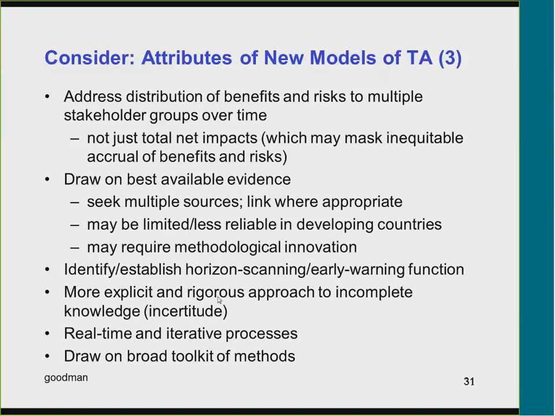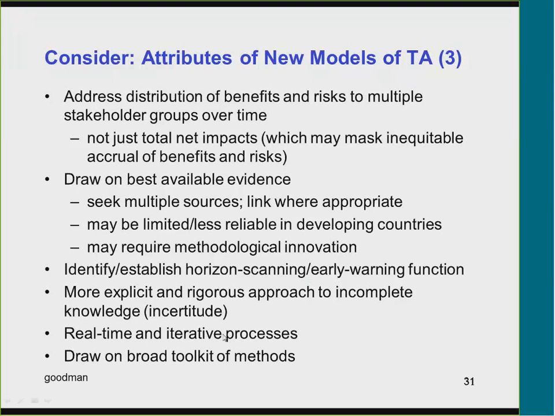We have to have a more explicit and rigorous approach to incomplete knowledge, that is, incertitude. What is it in our technology assessment report that accounts for what we don't know? Can we assign probabilities? Keep in mind there's a difference between risk and uncertainty. We need to be explicit about that. A lot of variables here. This is real-time learning, and it is iterative. It's not just looking at literature that was available within the last 5 years and making a one-time finding of it. We need to learn as we go, and we need to keep going in an iterative process.